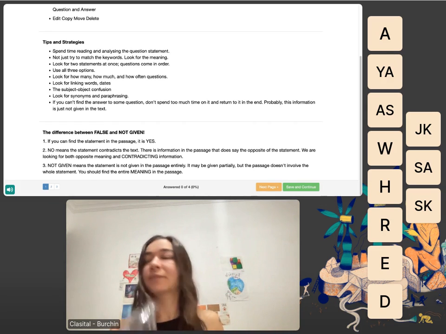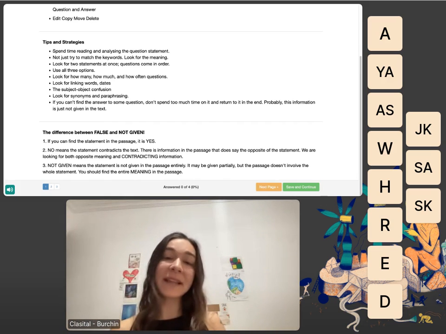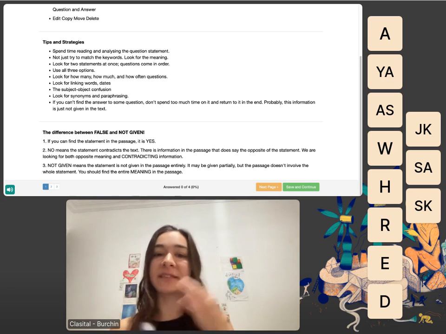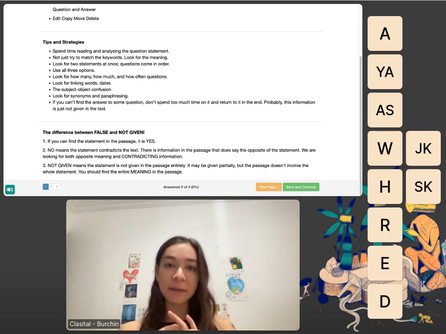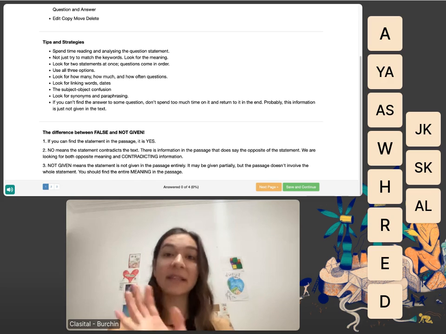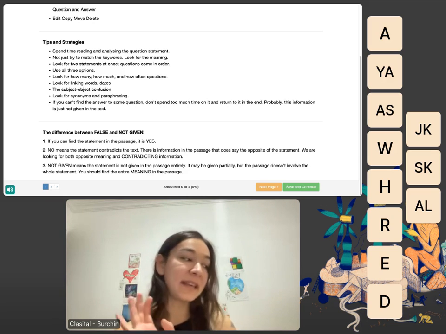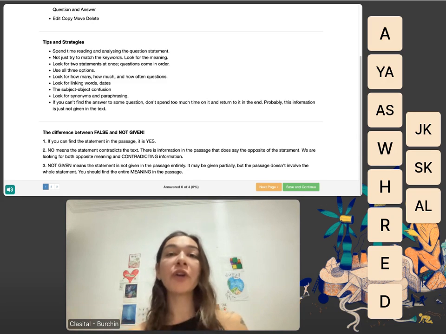Let's look at the differences between false and not given. This is the trickiest part. If you can find the statement in the passage, it is yes. We have evidence that's supporting that statement in the passage. This means we can say yes to this statement.